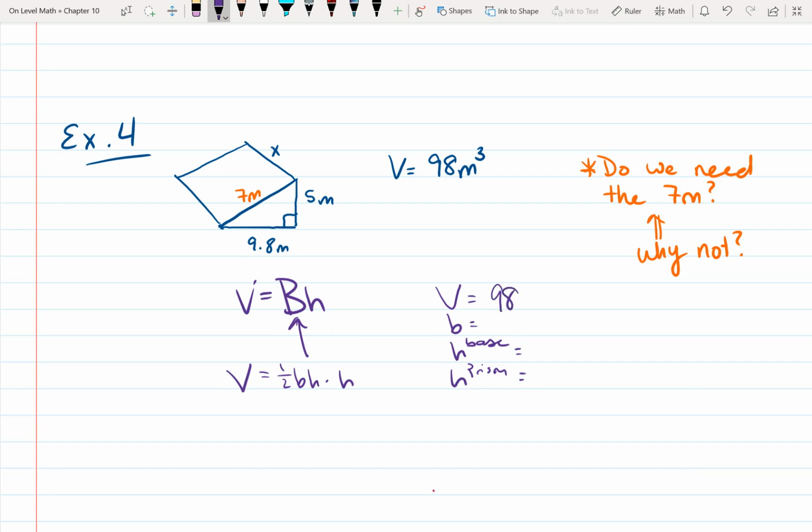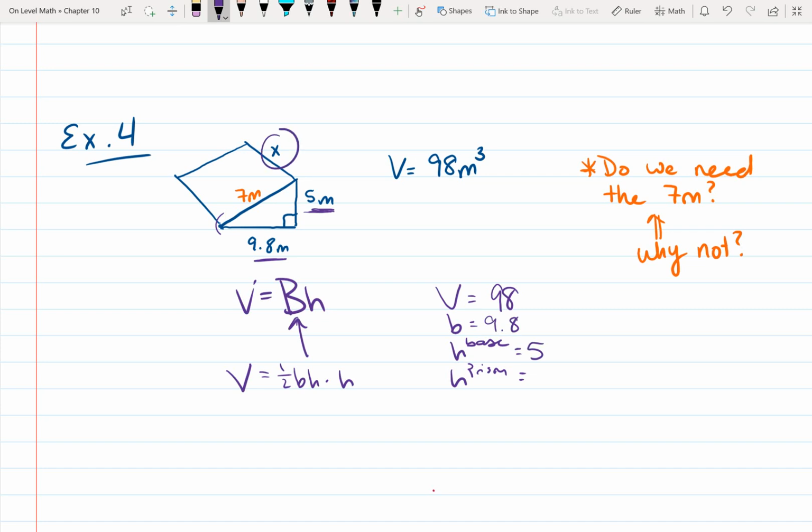Now, here's what's important. The height has to be perpendicular to the base, which means you have to look for that right angle. What two numbers here are related to the right angle? This 5 and this 9.8. They gave us extra information with that 7. Do we need it? No. And we don't need it because it's not perpendicular to the base. It does not create a 90-degree angle here or here. So you do not need it, right? Alrighty. So we only need the 5, we only need the 9.8. 9.8 is our B. 5 is our height.